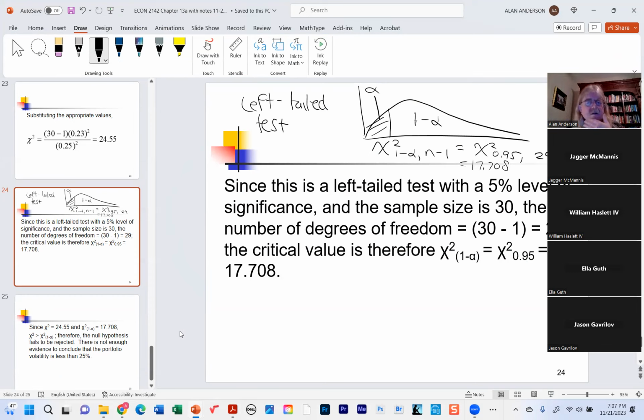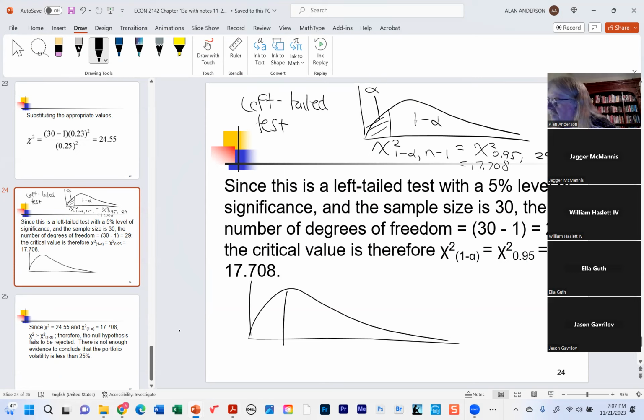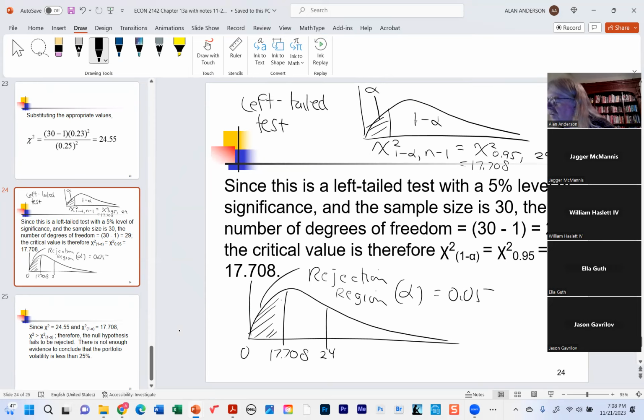So if the test statistic is less than that, this is our rejection region, and it has an area of 0.05. But remember, our test statistic was 24.55, which is not in the rejection region. Therefore, we do not reject the null. Okay.